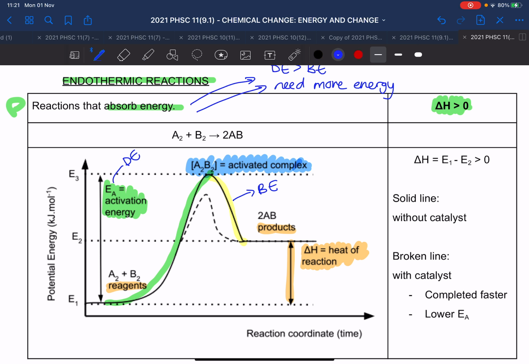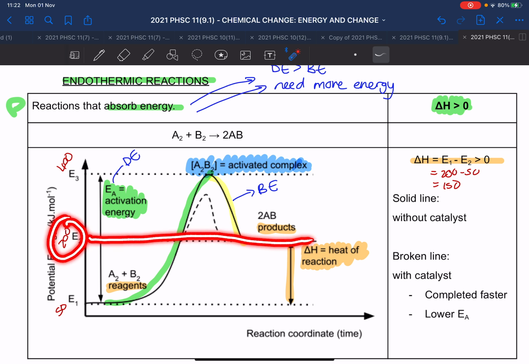So let's say the first one there is again 50, 200, 400. Then if we were to calculate the heat of the reaction, it's always final minus initial. So final is 200 minus 50, and that gives you 150. Remember, it's final minus initial.